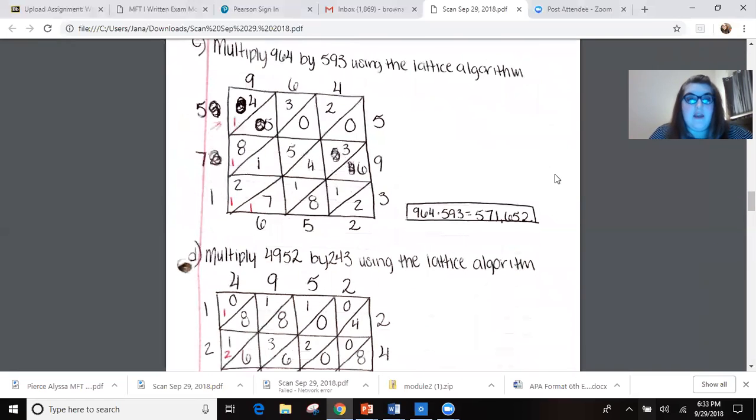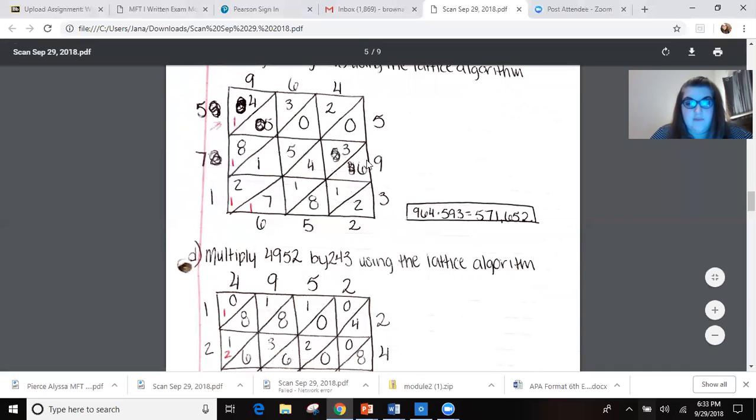Now for this next one, I've gone more in depth about carrying over with the lattice algorithm. I've written that in red. So you're going to multiply 964 by 593 using the lattice algorithm. So 964, 593. 4 and 5 is 20. And then you're going to have 6 and 5, 30. 9 and 5, 45. 4 and 9, 36. 6 and 9 is 54. 9 times 9 is 81. Then 9 and 3 is 27. 6 and 3 is 18. 4 and 3 is 12.